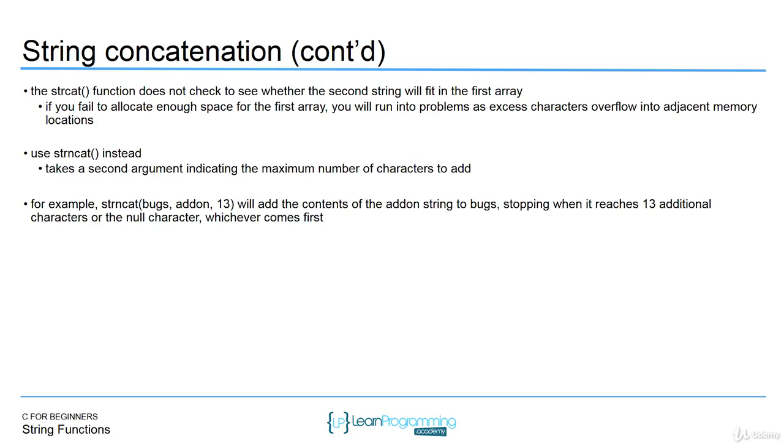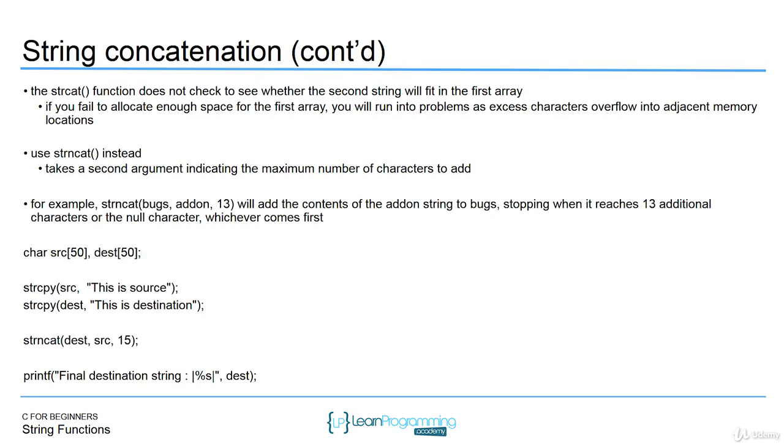So for example, if you do a strncat on two strings, bugs and add-on, it's only going to add the first 13 characters of add-on to bugs. Depends which comes first. If add-on is less than 13, then it will only add until you see the null terminator. So in this example, we're creating two strings. This is the source, this is the destination. We're doing a strncat. We're only copying 15 characters into destination at the end. So the size will be the size of destination plus 15. And then we print it out.